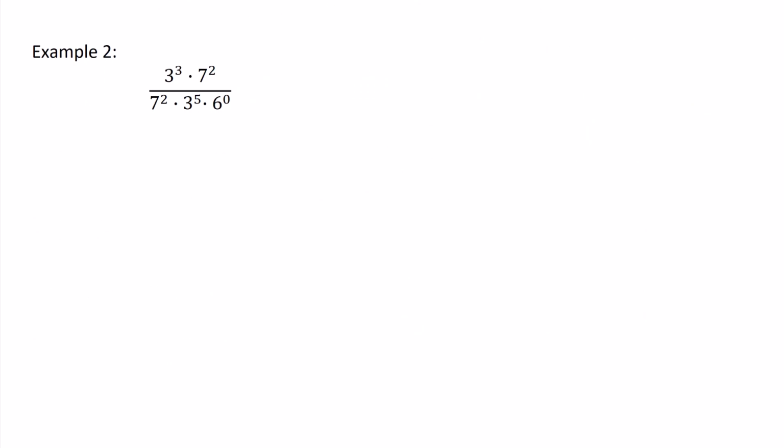In example 2, we have 3 to the third times 7 to the second over 7 to the second times 3 to the fifth times 6 to the 0. Without doing anything fancy, I already know this one is 1, the 6 to the 0. Now I'll look at the rest of these. 3 to the third over 3 to the fifth, 7 to the second over 7 to the second.